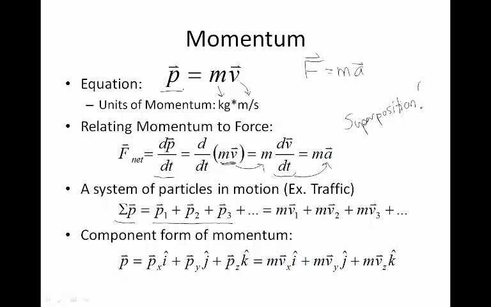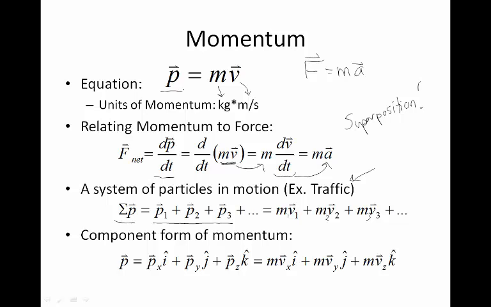A great example of this would be traffic. If you're a traffic flow engineer for ODOT, you can figure out what the general flow of traffic is by figuring out what the momentum of the system is. And then you probably need to have m1, m2, and m3 in here to account for the fact that each particle might have its own mass.